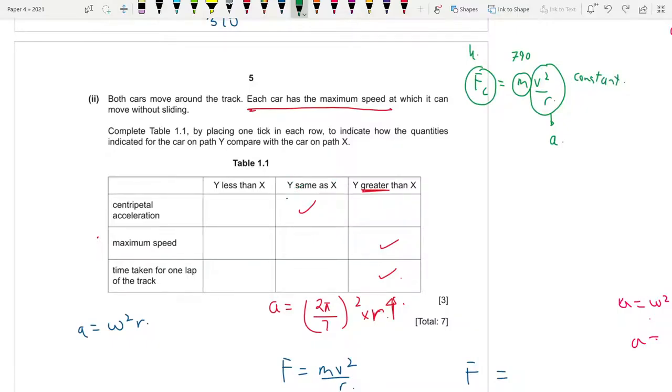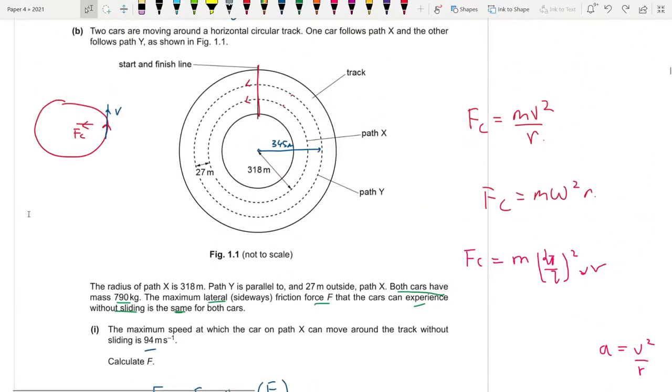Okay, next. Maximum speed, right? So this is a bit tricky. How does the maximum speed of y compare to x? What's the difference between y and x actually? The centripetal force is the same. The mass is also the same. What's different? The radius of the path, okay? So centripetal force can be written as mv square by r or m omega square r.